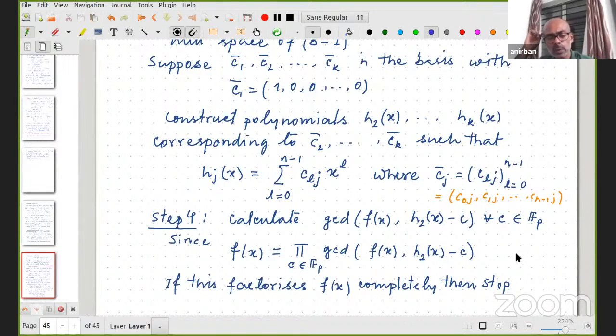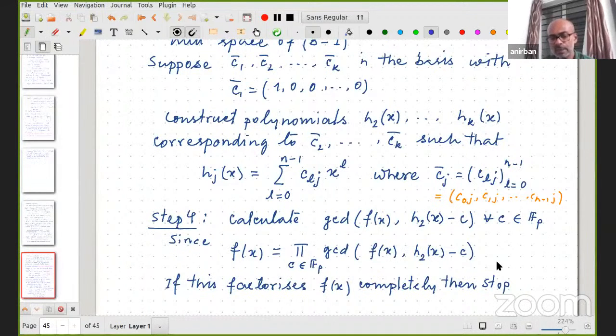And I just wanted to point out, I would also talk about that tomorrow. So the thing is, here we are taking these GCDs for every element in F_p. So if p is large, then we would be doing many GCDs. And that's a time consuming process. So that takes a lot of time. And the point is that many of these GCDs are going to be 1. We would see in the example also that many of the GCDs will be 1.